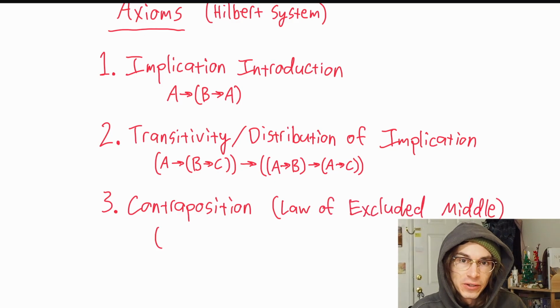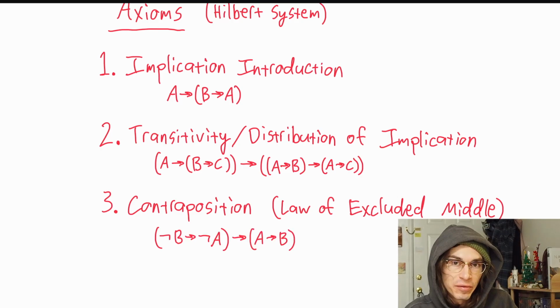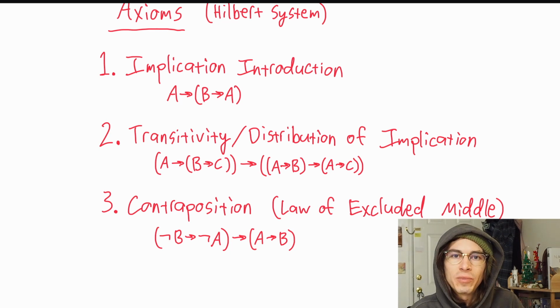And in the Hilbert system, it is written like this. If not B implies not A, then A implies B, which just means that a statement A must either be or not be. Either a statement or its negation must be true.